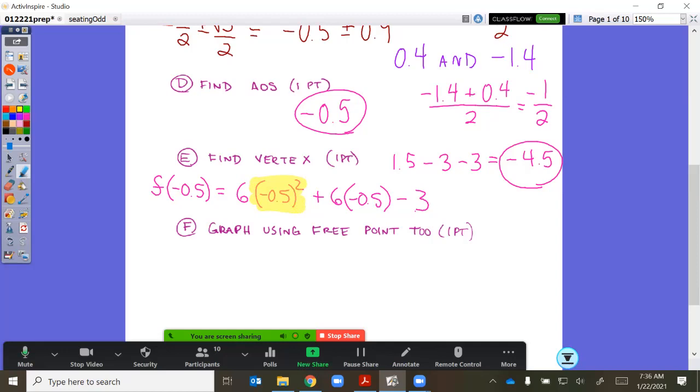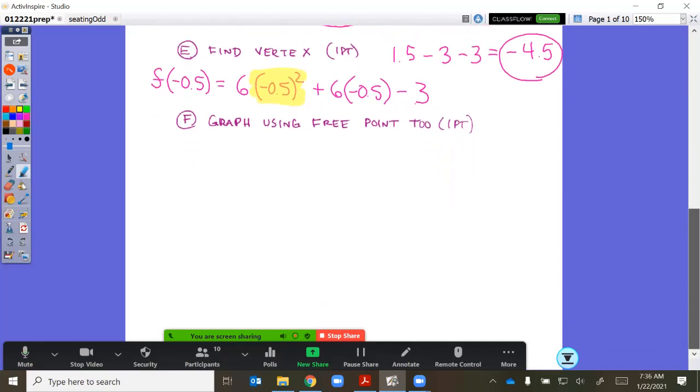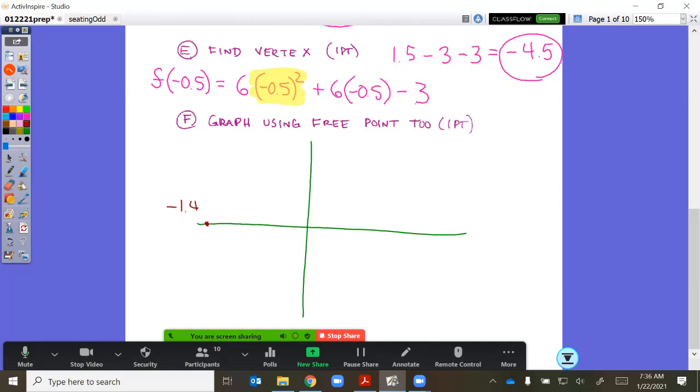Okay, so we have to remember some things if we're going to graph this. So hopefully you're setting up your graph. What were our points again? Negative 1.4. Negative 1.4. And positive 0.4? Okay, so I guess this would be about 1. So I guess that's about 0.4.